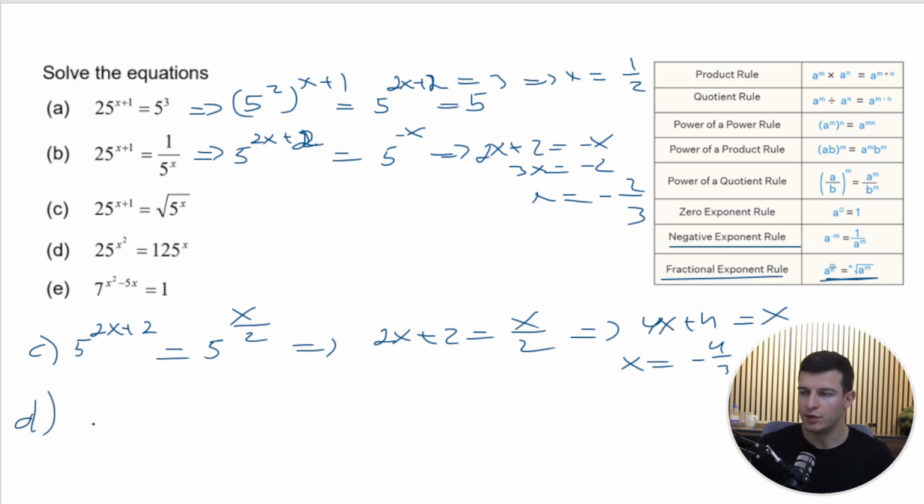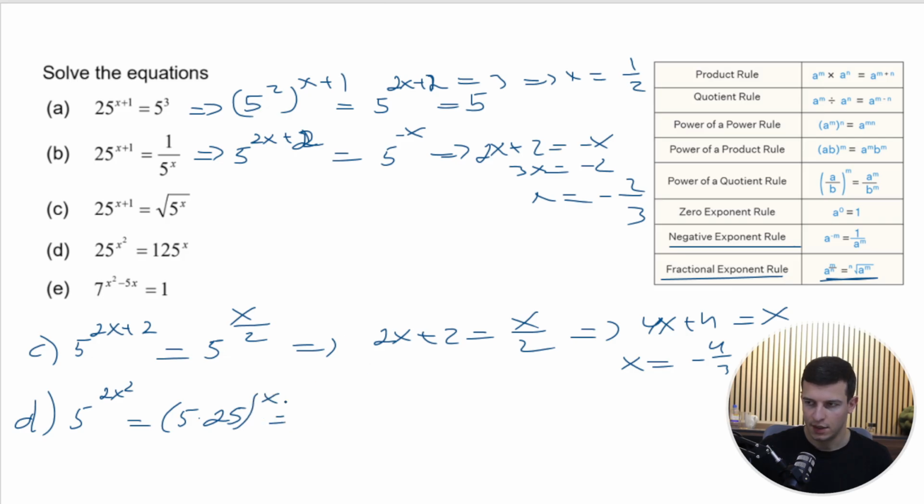25^(x squared) equals 125^x. Again, we're looking for the same base. I know I'm repeating myself 10 times, but it's really that important. So 25 and 125. Can we write them as either 5 to the power of something or 25 to the power of something? Let's see. 25, easy. We can write it as 5 squared. Now, what is 125? 125 is 5 times 25.